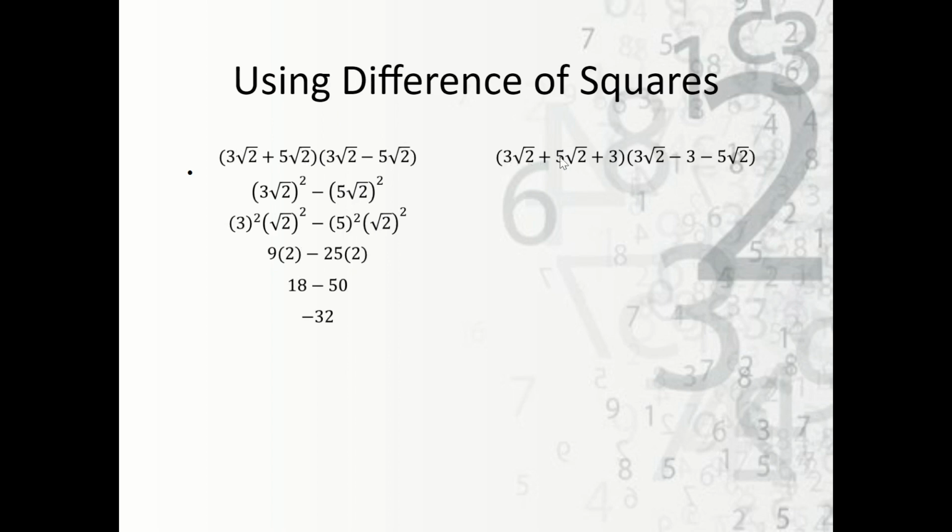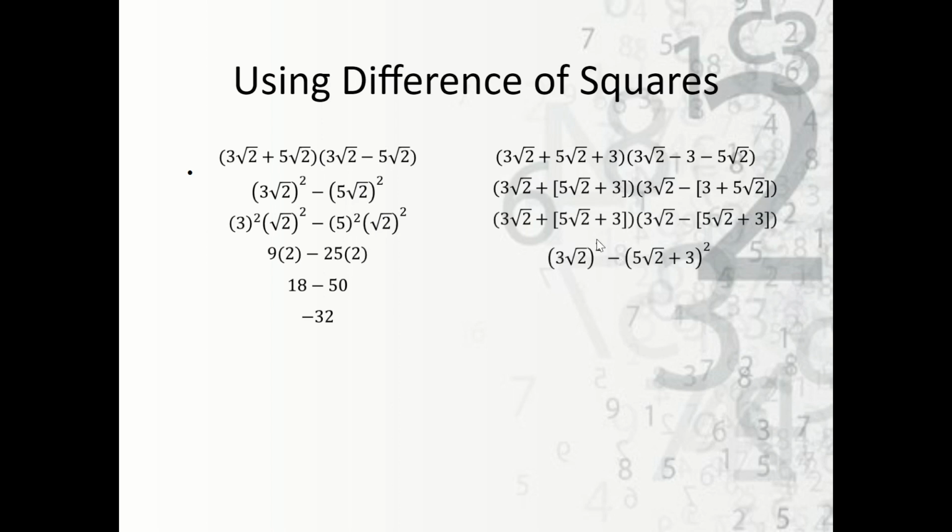This one says 3 square root of 2 plus 5 square root of 2 plus 3 times 3 square root of 2 minus 3 minus 5 square root of 2. Well, what we should notice is if we were to group this part here and this part here, it still becomes a plus b times a minus b. So if we rewrite this, this is 3 square root of 2 plus, and then 5 square root of 2 plus 3. And this is 3 square root of 2 minus 3 plus 5 square root of 2. So if we reorder these, which we could, then we see that this is our a, and this whole thing here is our b.